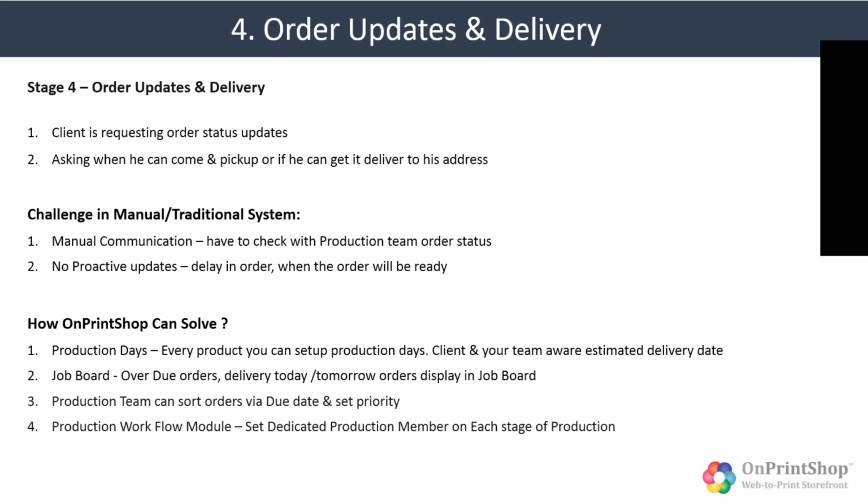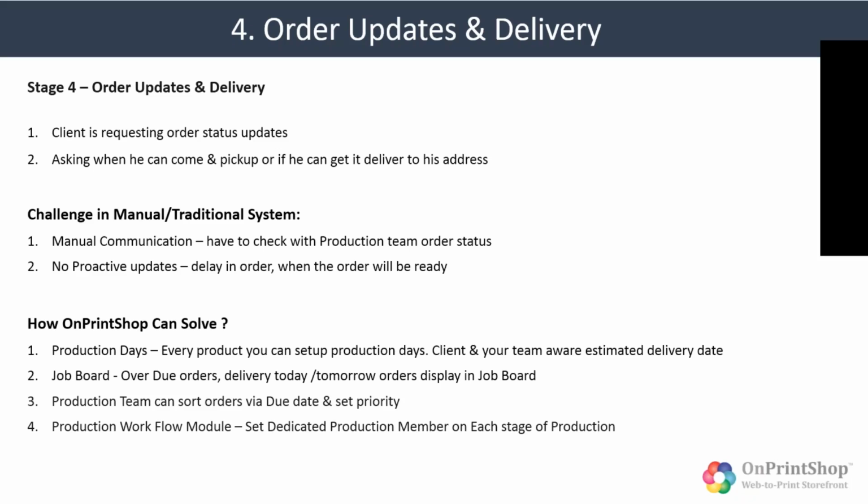Instead, here is how OnPrintShop can solve this. First of all, production days. As I showed you, for every product you can set a production day, so your customer and your internal team are aware of when this order should be ready. You will have a job board with complete clarity on how many orders you have, which orders are due today, and which orders are delivered tomorrow, so you can work proactively on those orders. The production team, who are workflow admins, can also see how many orders they have to complete. They do not get confused by so many orders. They only see orders you have assigned to them in terms of a particular status.